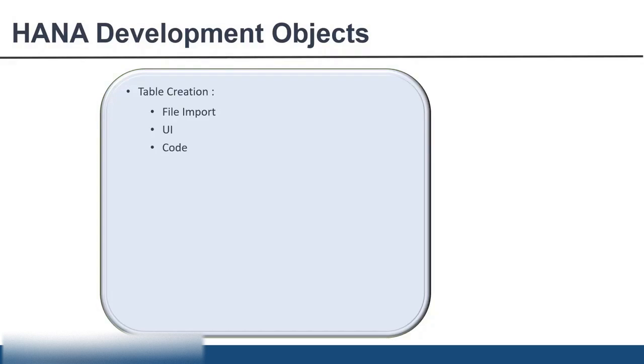There are three ways to create your table. One is a file import. That means you can import your data from an Excel sheet into your table, and while importing that data you can create a table. You can also create a table using a wizard through UI. You can also write a SQL statement for that through SQL console. As a part of HANA development objects, you can also create stored procedures or functions, triggers, sequences, synonyms, views, etc. You will learn details about these objects in HANA development topics.